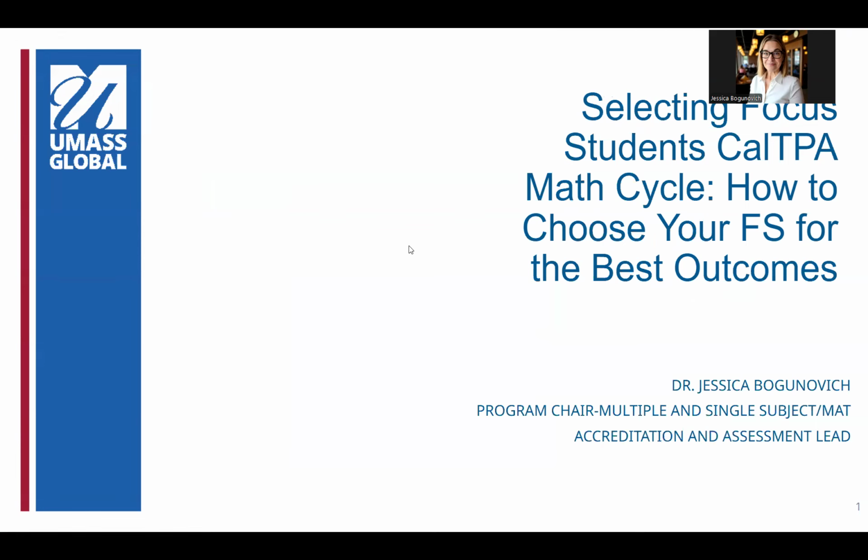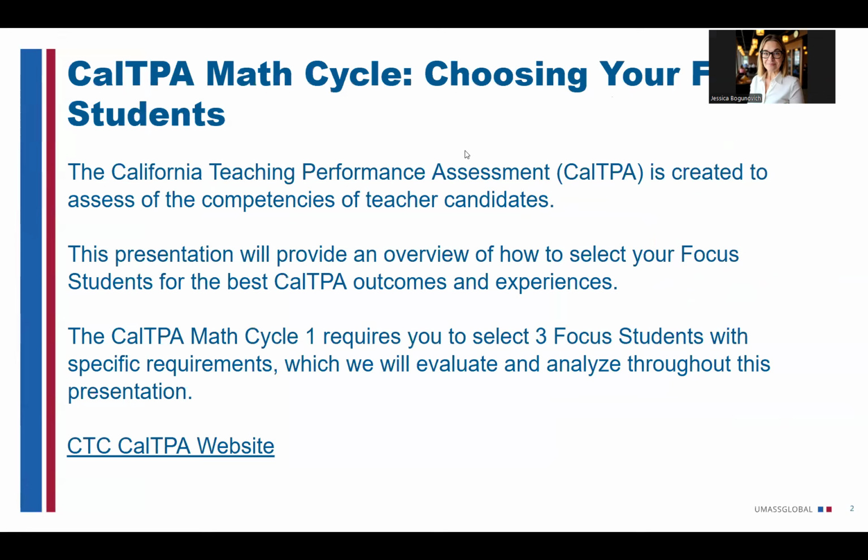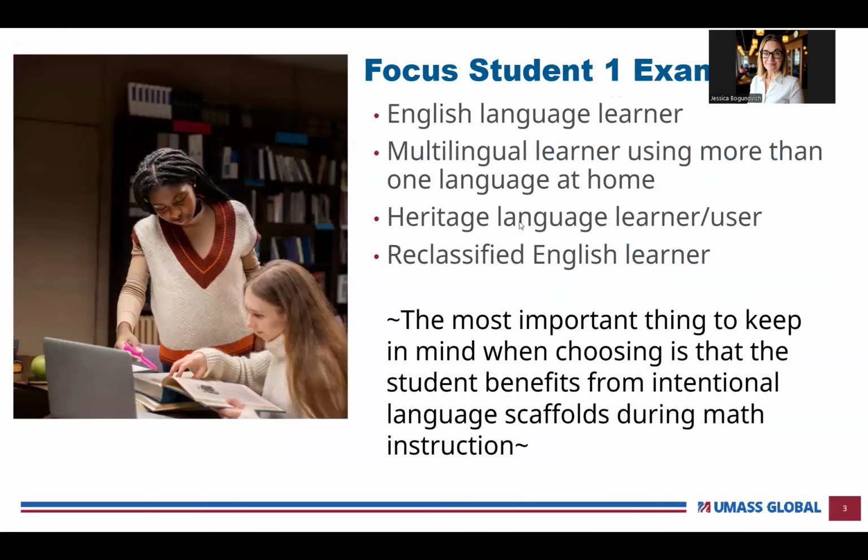Let's get into it. So, for your CalTPA math cycle, you are going to be choosing three focus students. So, let's dive right in. Focus student one, you're going to be choosing some type of student who needs language focus. So, this could be an English language learner, a multilingual learner, which means using more than one language at home, a heritage language learner, a reclassified English learner.